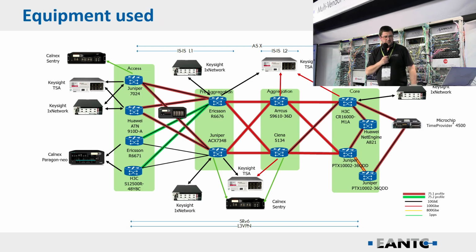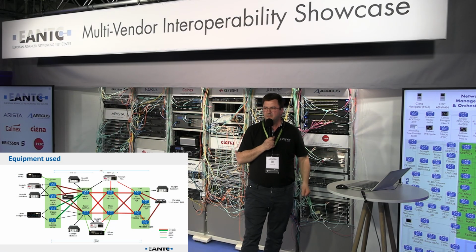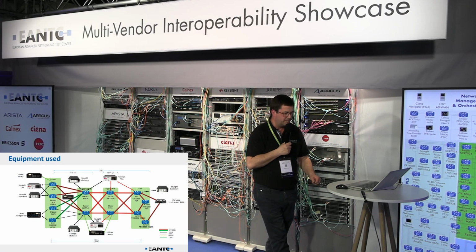This is the setup that we have in the back here, with all the vendors' equipment, showing from the right side the grandmaster through the different chain of boundary clocks, and also the different measurement devices from Keysight and Calnex, and they will come into it. As Christoph mentioned, on the upper layer we are running traffic in congestion between the Ericsson and the Juniper nodes. There we have drop-out traffic in the best effort queue, and we'll demonstrate that it's not affecting the timing and synchronization quality here.